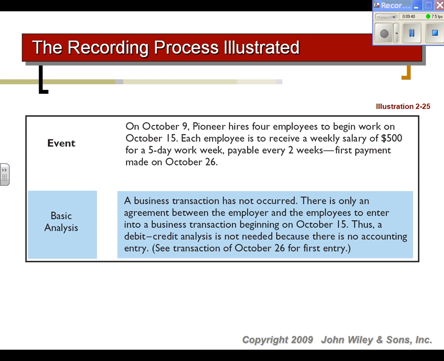This is where we hire 4 employees to begin work on October 15th. As of October 9th, nothing has occurred. There's no transaction for me to record. They did not begin working for me, so I do not owe them anything. I do not record an entry. So a business transaction has not occurred in this instance. As of October 15th, when they start working for me, then I am liable to pay them, and I will report a transaction. All right, these are all in your textbook.